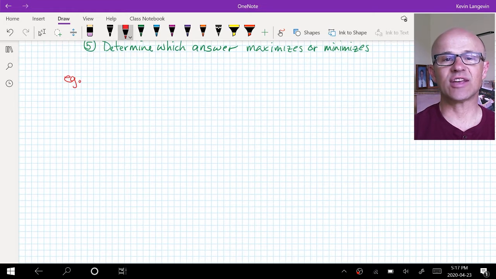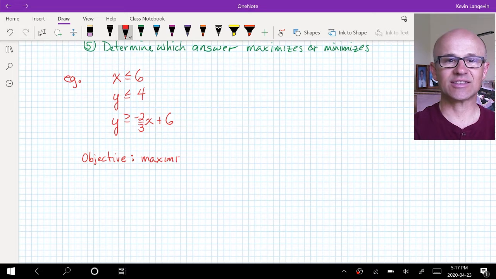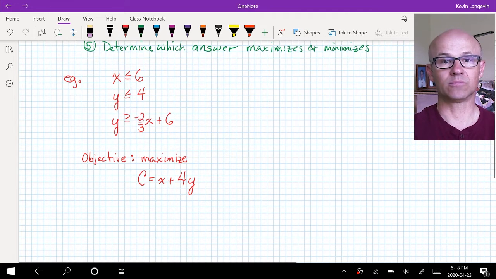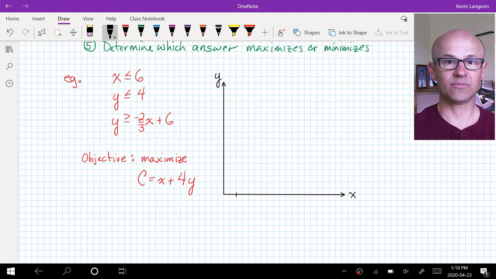So for my first example, I'm just choosing a few equations. We're going to do x is less than or equal to 6, y is less than or equal to 4, y is greater than or equal to negative 2/3 x plus 6. And let's pretend that we're trying to maximize a function that goes c equals x plus 4y. Step 1, draw a graph. Make sure you label the axes accordingly.